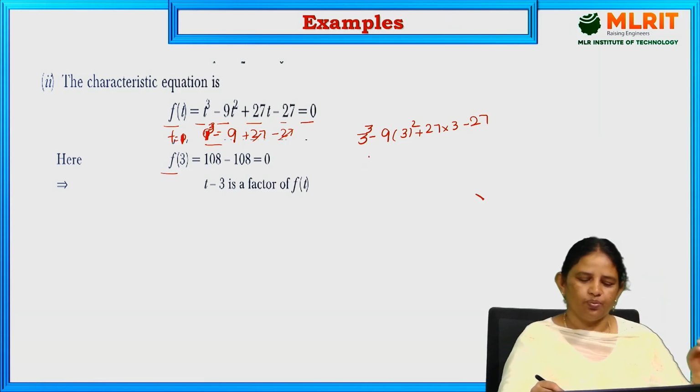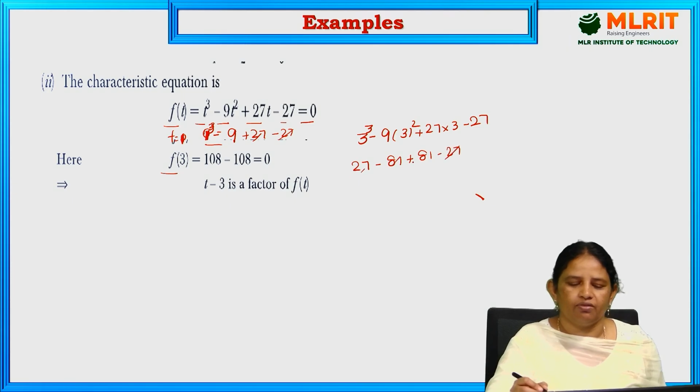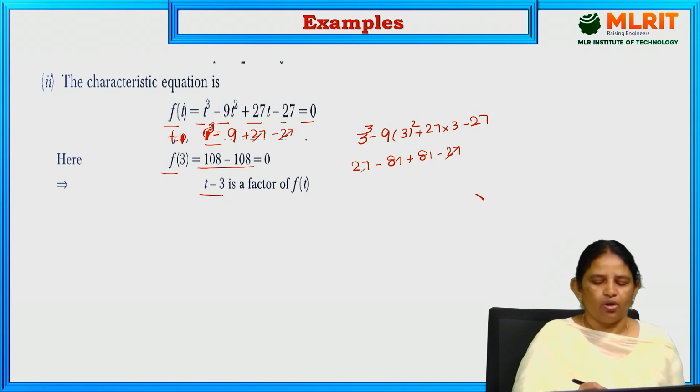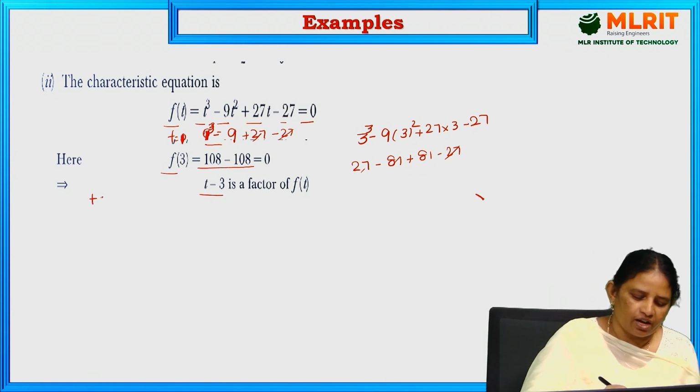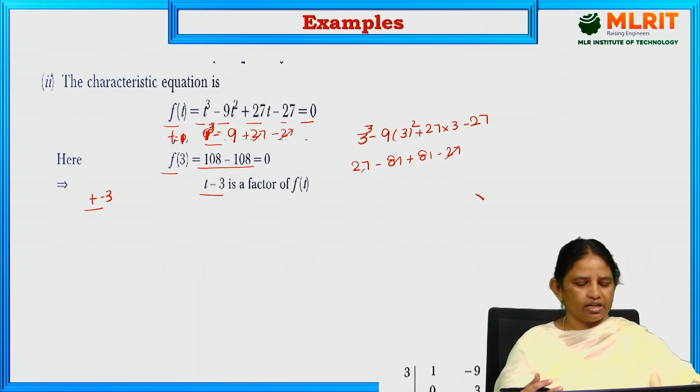So 3 cube is 27, minus 9 into 9 is 81, plus 81 minus 27. This 27, 81, 81, you get 108. For which value is it equal to 0? t minus 3 is one of the factors. So based on this, we have to find the next roots of the equation. How to find the next terms?